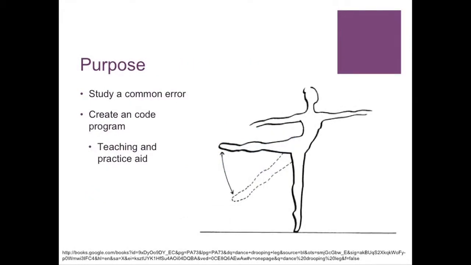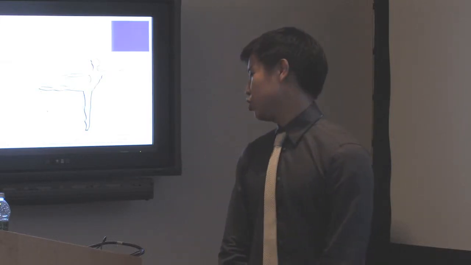In our project, we try to study drooping leg syndrome, which occurs in ballet dancers practicing the Arabesque turn when their leg doesn't maintain 90 degrees. In order to combat this problem, we attempted to create a computer program or application that could be used as a teaching or practice aid, and we hope that it would give feedback to the dancers whenever their leg drooped below 90 degrees, and reduce the chance for injury.